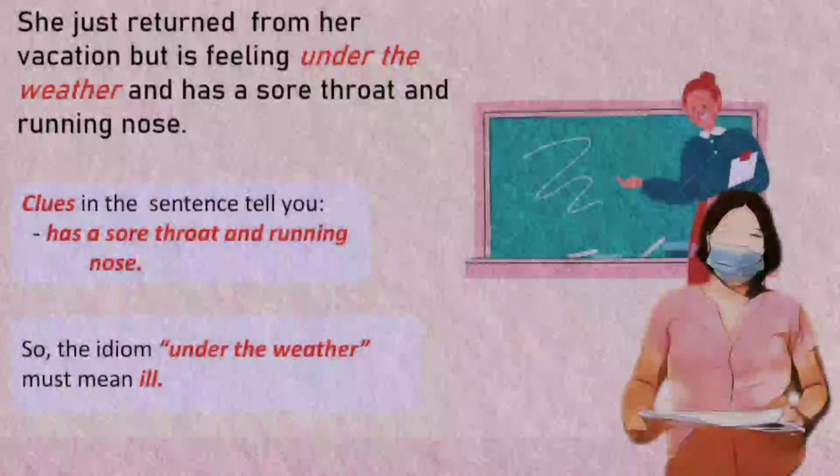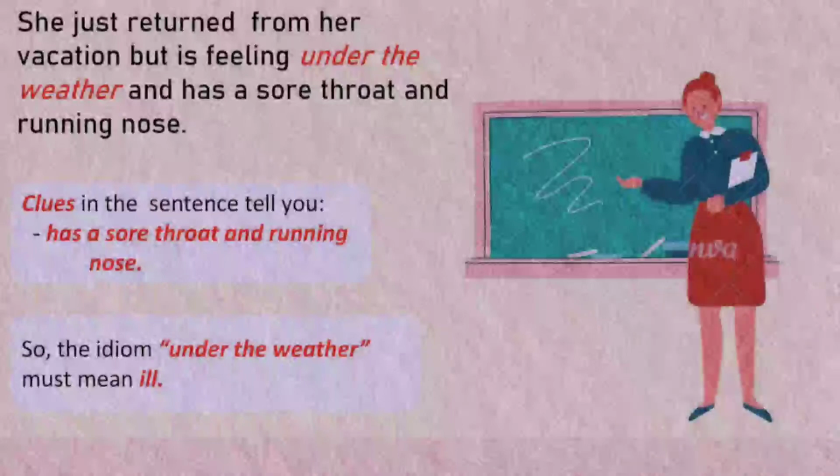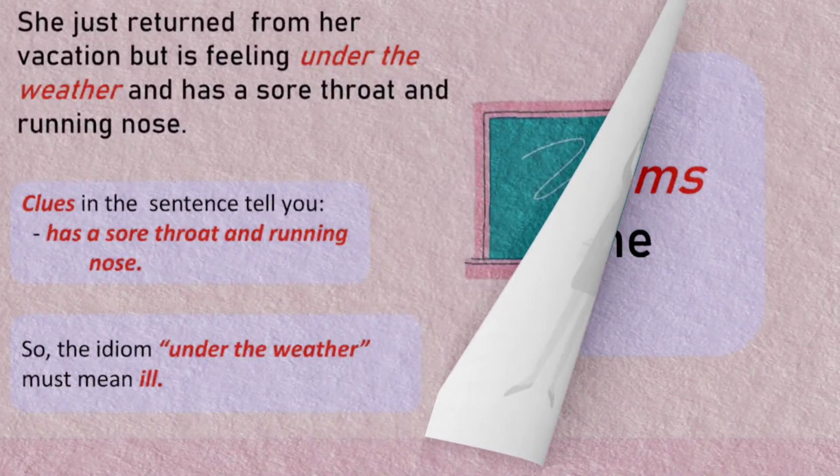Has a sore throat and runny nose. So the idiom under the weather must mean ill. This is how to find the meaning of an idiomatic expression using context clues. You can get the meaning of the expression by reading the words in the same sentence.